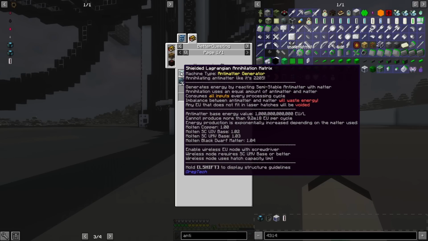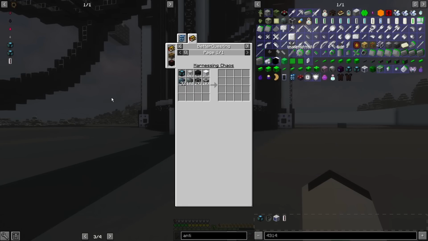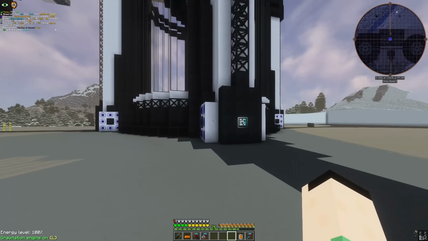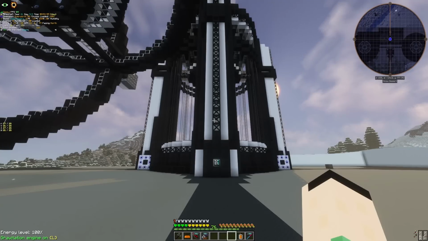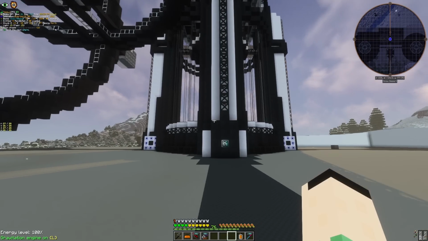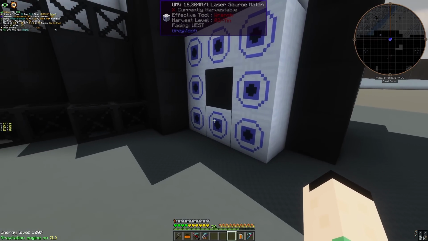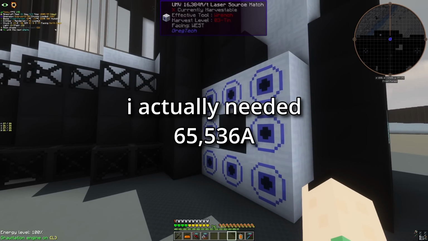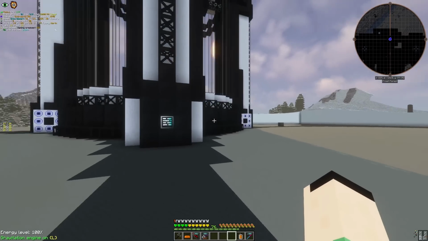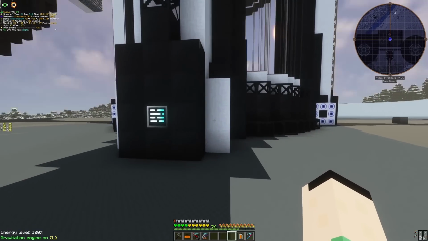Every cycle means every tick, I believe. I haven't actually tested it, but I think every cycle is every tick. And as for this laser hatch thing, there's some math involved to see how much energy I'm actually going to get from reacting the antimatter with regular matter. And based on that math, I have decided to use UMV 16384 amp laser source hatches. There's 64 of them around the entire structure, so you can do the math.